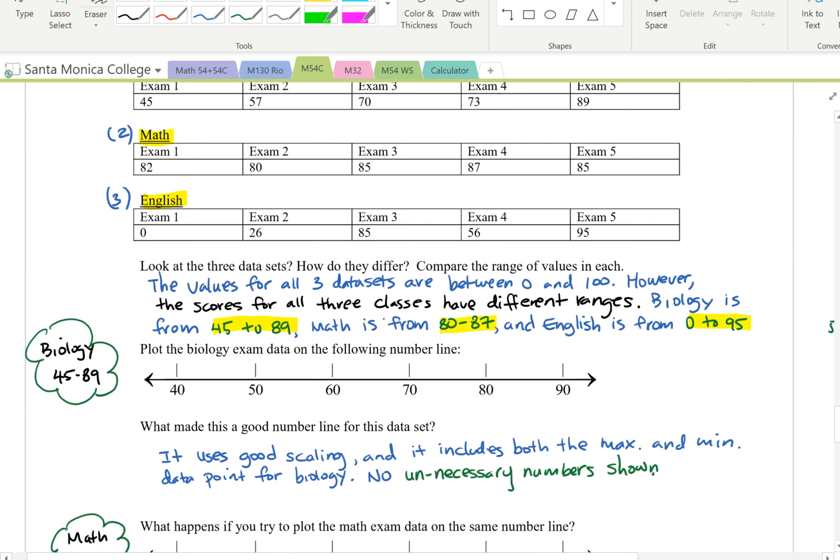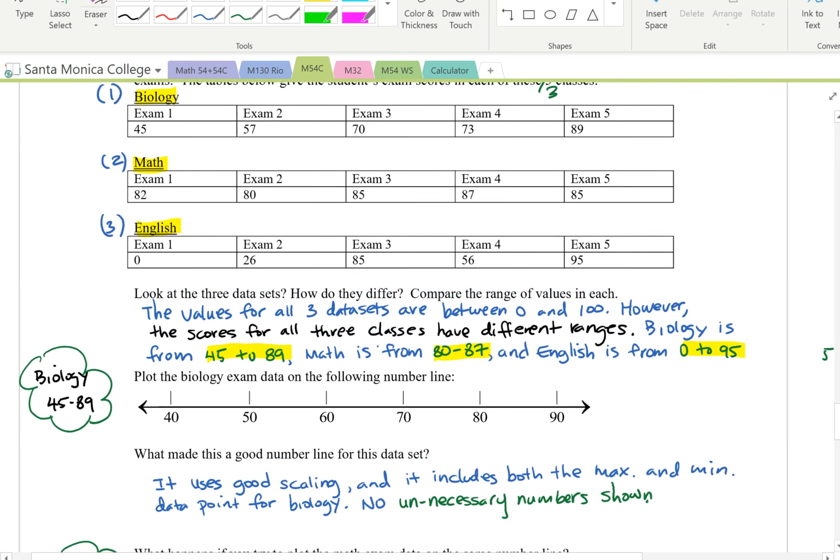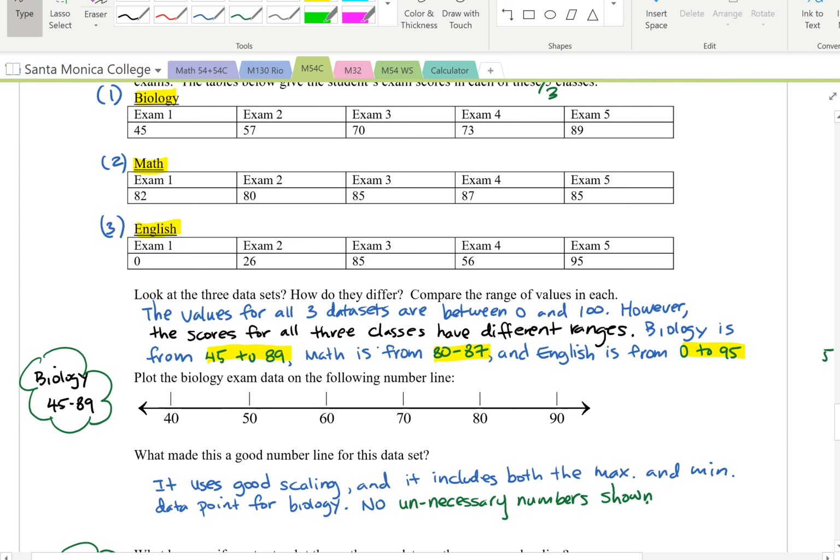Next one. Let's plot the biology exam data on the following number line. Biology data is 45 to 89, and we can plot them. Biology, the first one is 45. Exam 2 is 57. Exam 3 is 70. Exam 4 is 73. And exam 5 is 89.